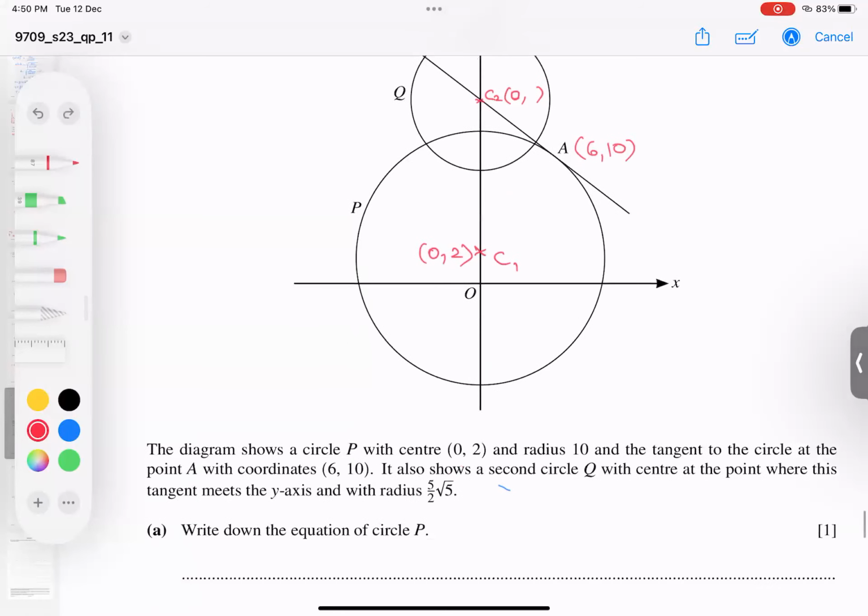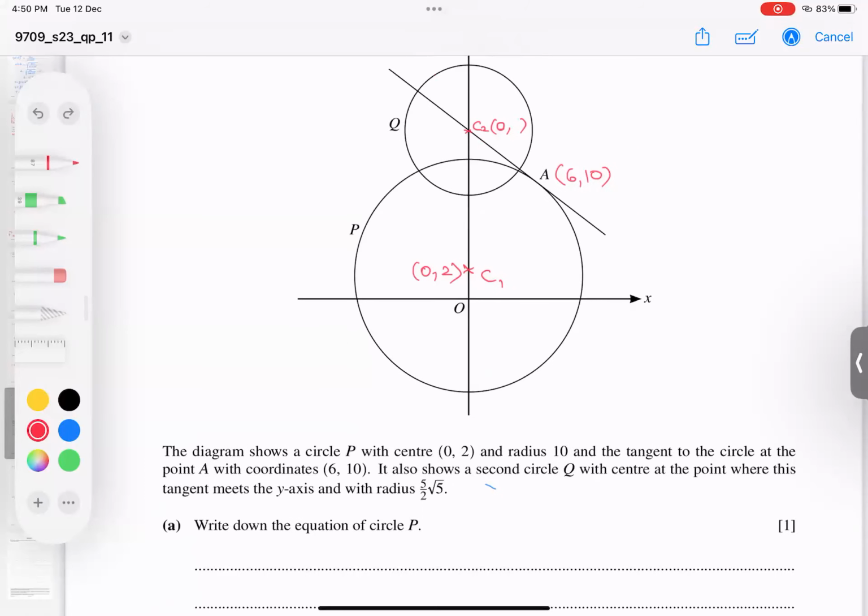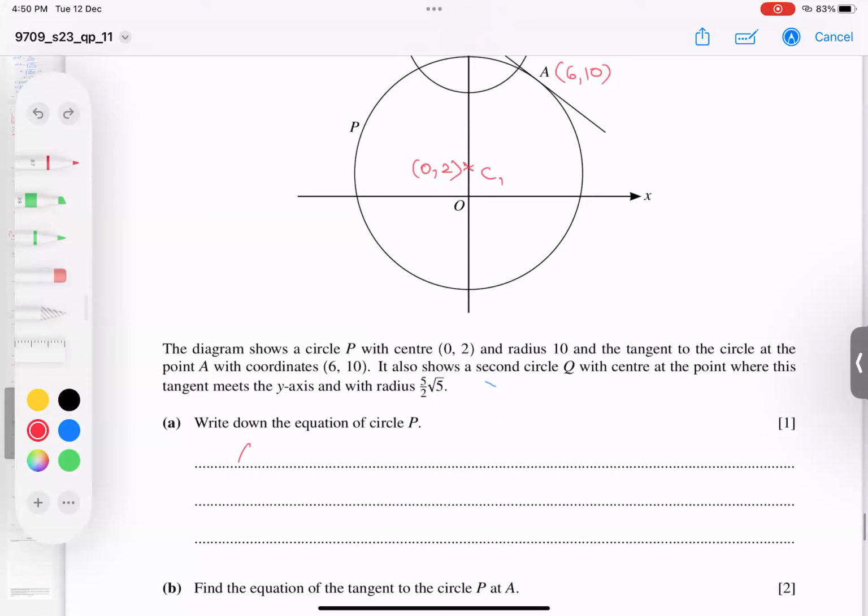That's it. Now, what is the question he's demanding from us? He's demanding: write down the equation of circle P. Center you have? Yes. Radius you have? Yes. I repeat, radius 10, center (0, 2). So nothing hard, because the basic formula is what? (x minus a) whole squared plus (y minus b) whole squared equals r squared. This is the square form of a circle. Here a is 0 and b is 2.